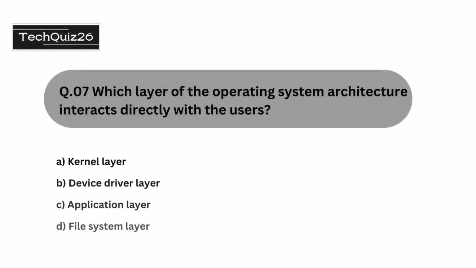Question number 7 is, which layer of the operating system architecture interacts directly with the user? The options are kernel layer, device driver layer, application layer, file system layer. The correct option is application layer.